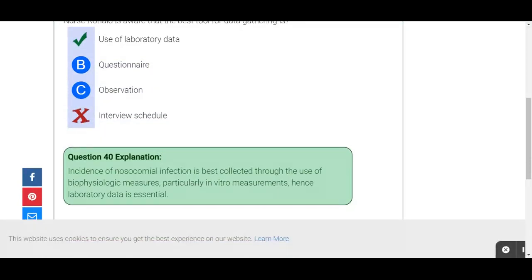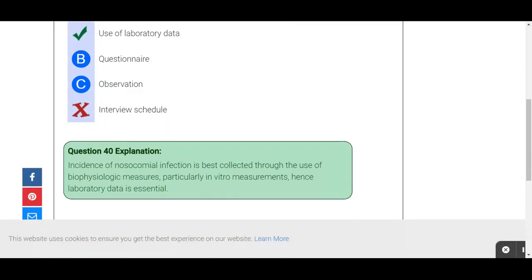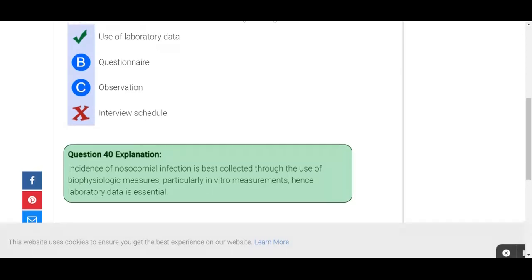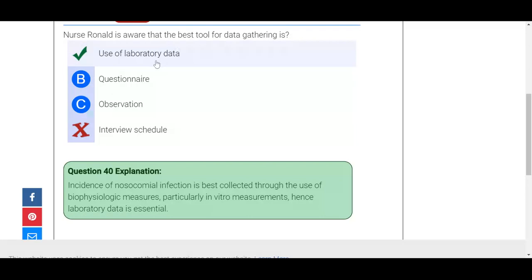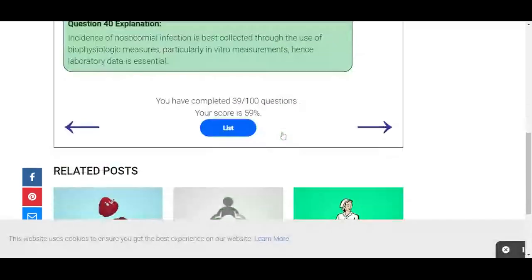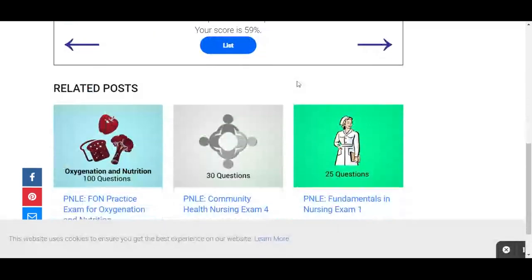Okay, incidence of nosocomial infection is best collected through the use of biophysiologic measures, particularly in vitro measurements, hence laboratory data is essential. I should have answered that. Okay, that was like the strongest answer that I had.